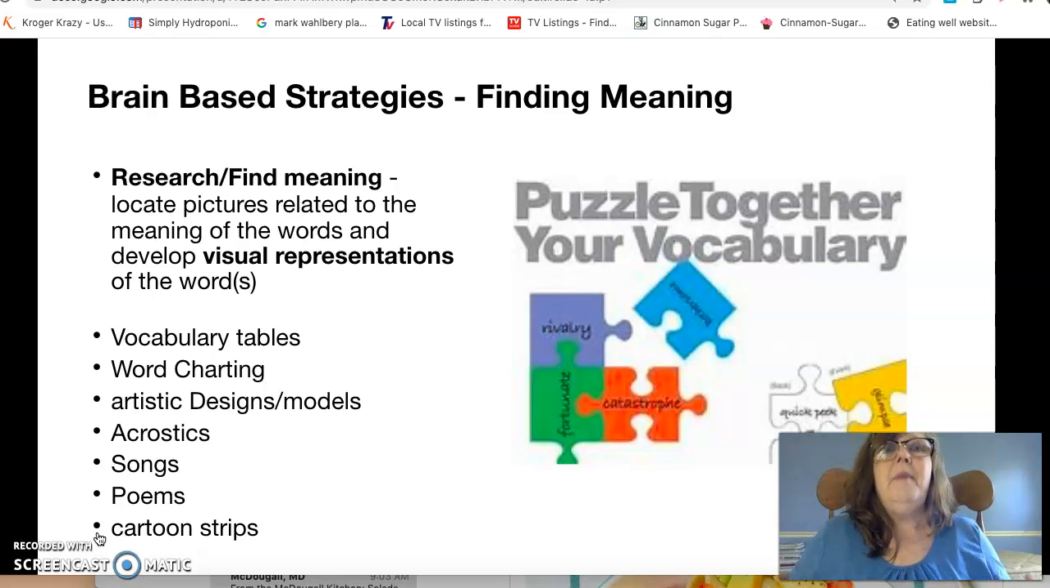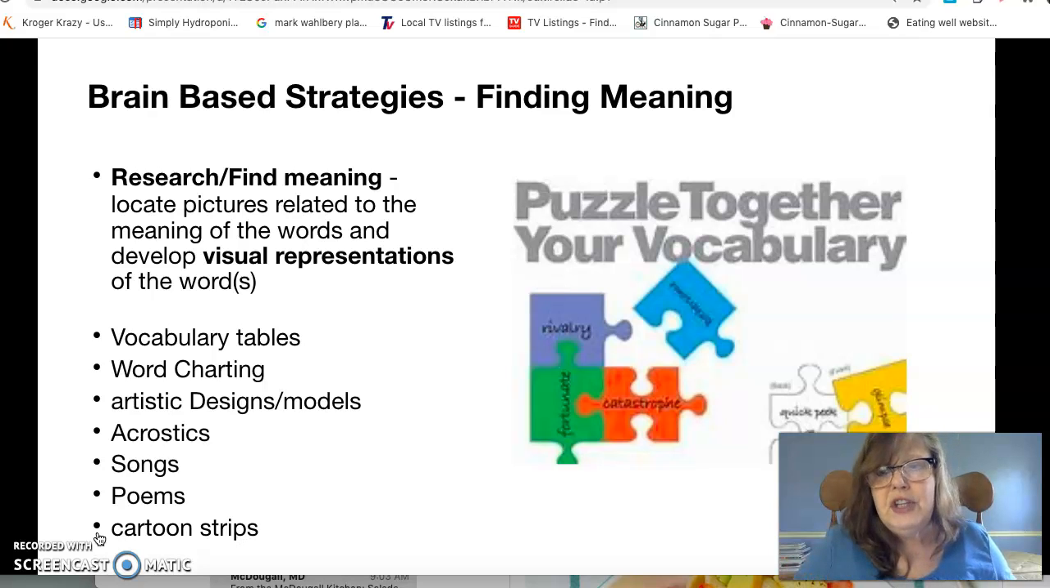I use a lot of vocabulary to picture activities, whether it's putting different pictures for each of the words into a PowerPoint, creating it in a table, or doing a word chart, which can be on paper. And then they can draw something. You can also, of course, do things where you put it into sentences or into acrostics. So another thing that you could do is the visual designs or use songs, poems, and cartoon strips, which we'll get to. So another thing that I like to do is visual representation.